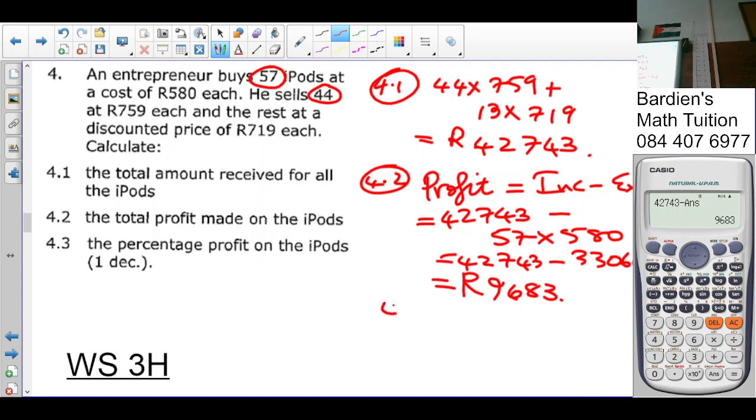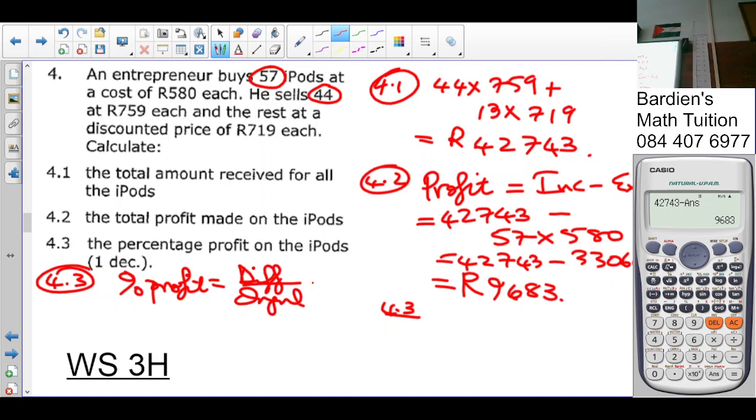Okay, so 4.3 says the percentage profit on the iPod. So if you're going to work out percentage profit, what do we say? Percentage profit is equal to your difference over original times 100. So what's the difference? 9,683 rand. The original, what did he spend initially? 33,060 rand, times 100.